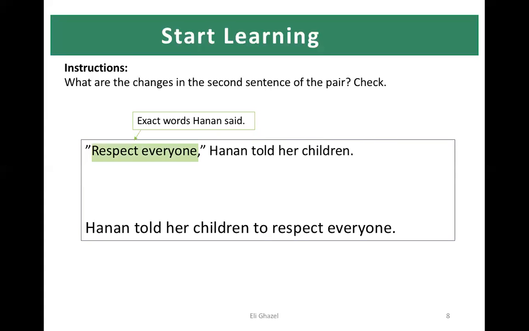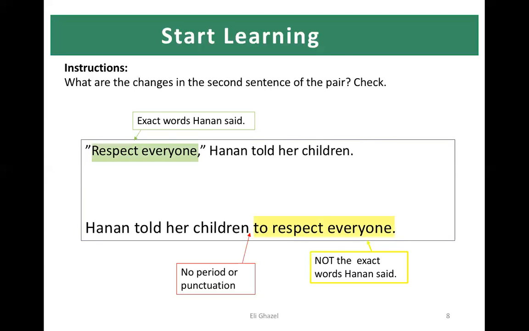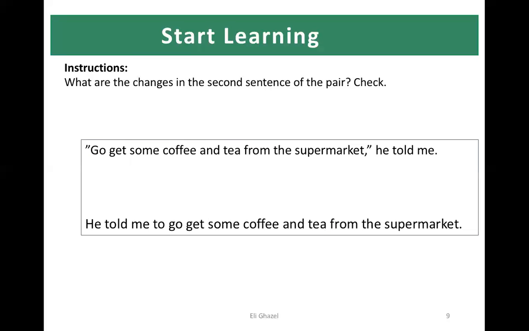"All right, respect everyone" are the exact words Hanan told her children. "To respect everyone" are not the exact words Hanan said. And we don't have a punctuation mark or a period right here. We don't have a quotation mark. We added "to." There are no quotation marks at the end. So notice how this is helping the students build a process and procedure in examining the differences in order to build what we call a mental grammar rule rather than a verbal one with difficult terminology.